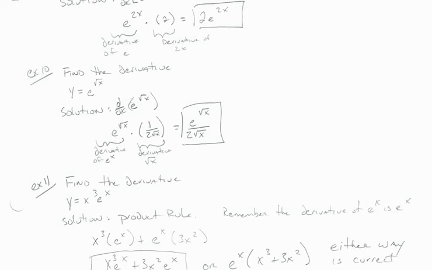I'm not going to go step by step there, but we should all know how to do the derivative of the square root of x. So our final solution is e to the square root of x divided by 2 times the square root of x.